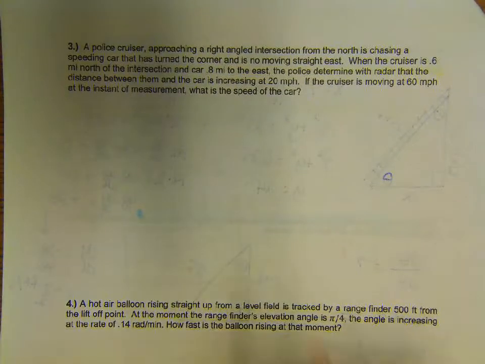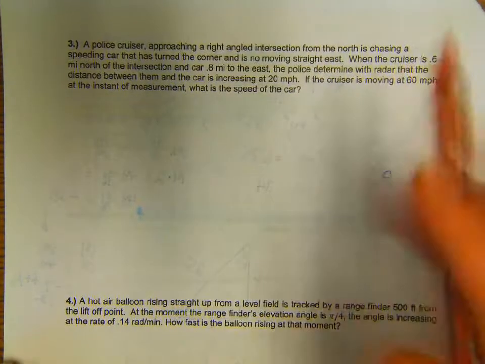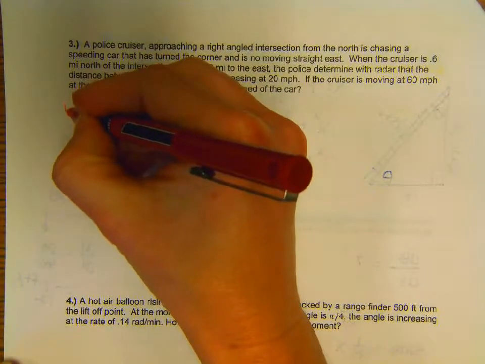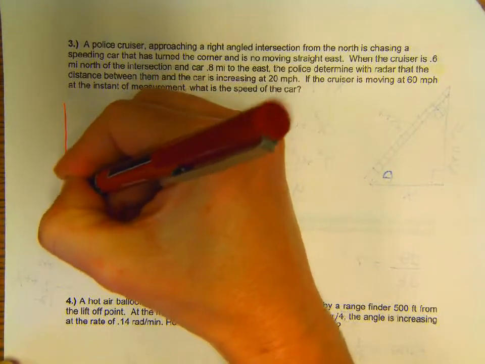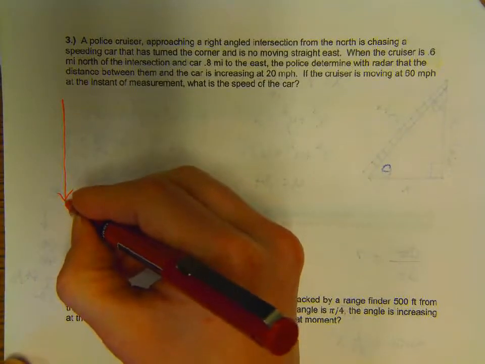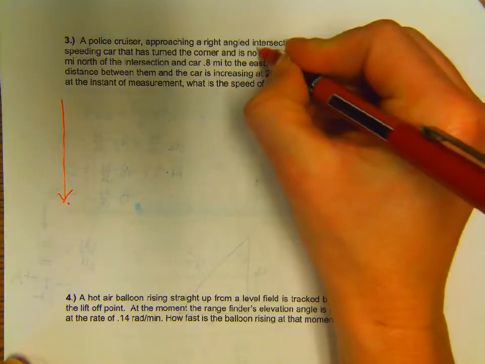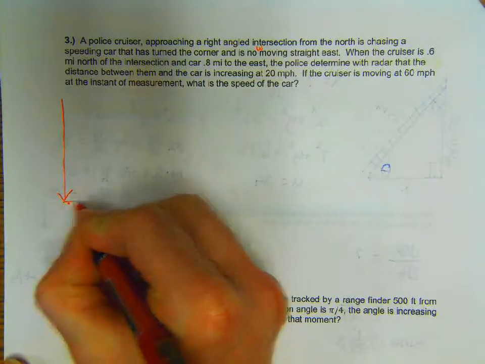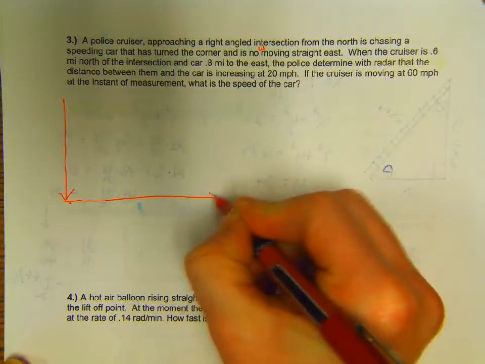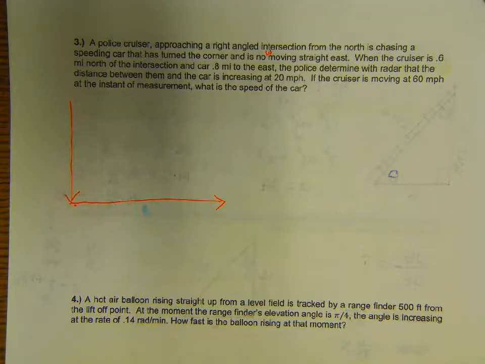A police cruiser is approaching a right-angled intersection from the north, going this way from the north, and it is chasing a speeding car. So let's say this is the intersection. The car turns the corner and is now moving straight east. Okay. All right.